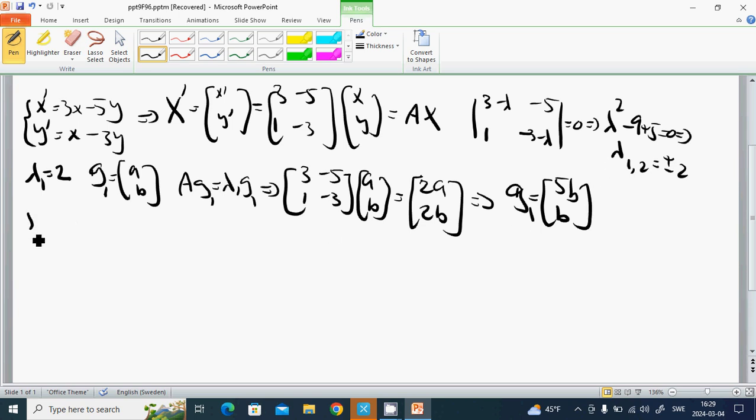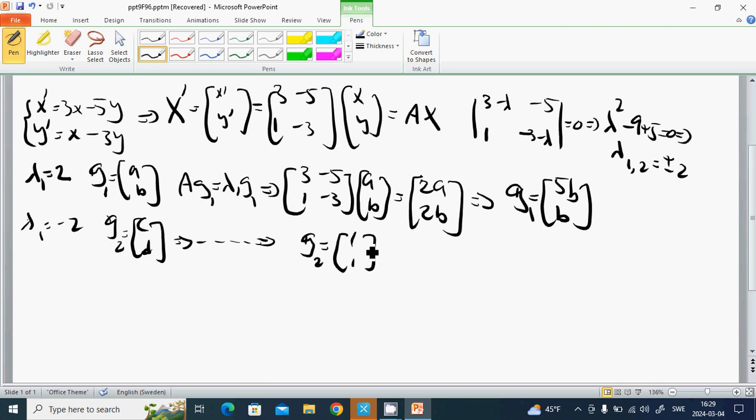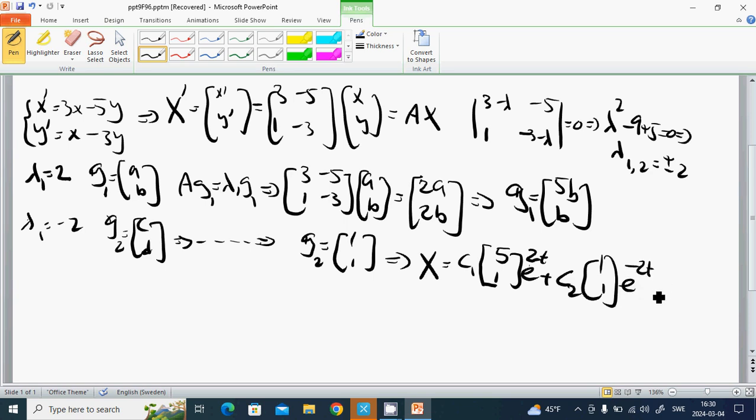And for λ2 equals minus 2, g2 equals (c, d), and we get g2 equals (1, 1). Then x equals c1 (5, 1) e^(2t) plus c2 (1, 1) e^(-2t). And we put it here: x equals 5c1 e^(2t) plus c2 e^(-2t), and y equals c1 e^(2t) plus c2 e^(-2t).